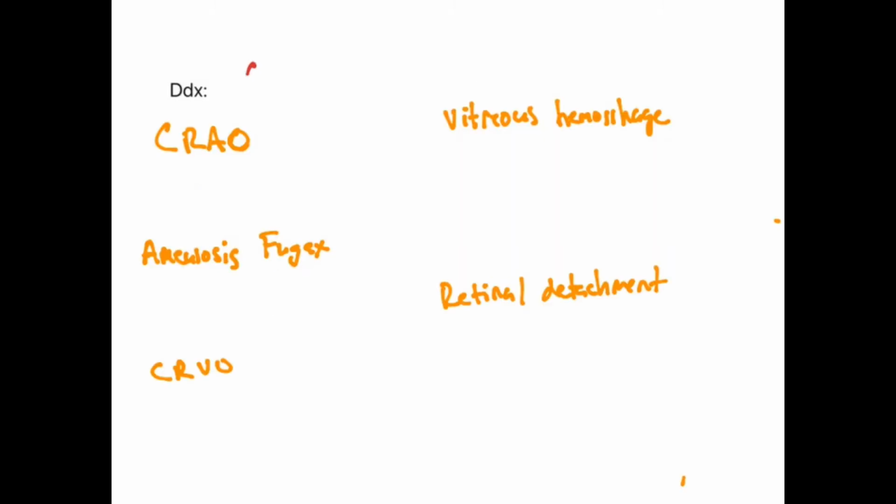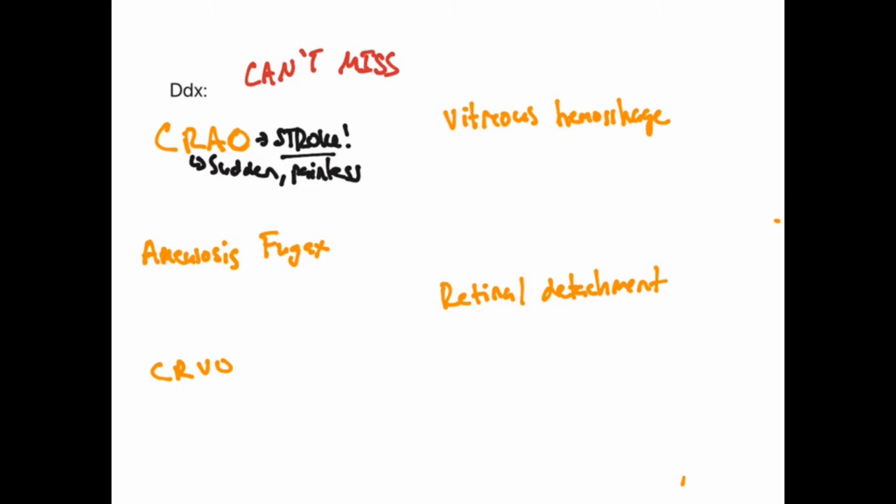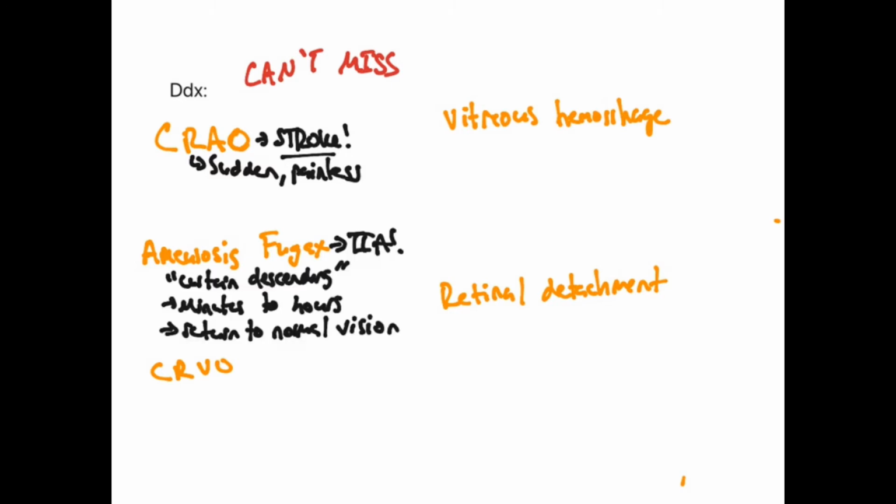Remember, in the ED, we have to rule out can't-miss conditions. First off, there's central retinal artery occlusion, also known as CRAO. This is a stroke of the eye. It's sudden and painless, less likely in our patient as her vision got gradually worse. Next on the differential, and along the same spectrum, is amaurosis fugax. This is like a TIA of the eye, often described as a curtain descending, taking minutes to hours, and the eye will return to normal vision, which didn't happen in our patient.